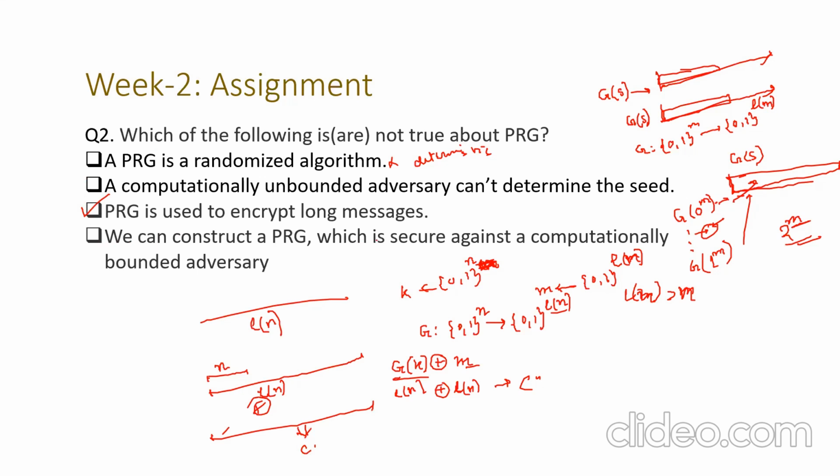And then we can construct a PRG which is secure against a computationally bounded adversary. We already discussed this; it is just the opposite of the earlier statement. If the adversary is computationally unbounded, it can determine the seed. But usually in the computational or real world, the adversary has bounded resources, bounded computational power. So it is enough to make a PRG which is secure against a computationally bounded adversary, such that except with negligible probability, the adversary is not able to determine the seed of the PRG or distinguish the output of the PRG from a truly random string. So this is also true. Okay.